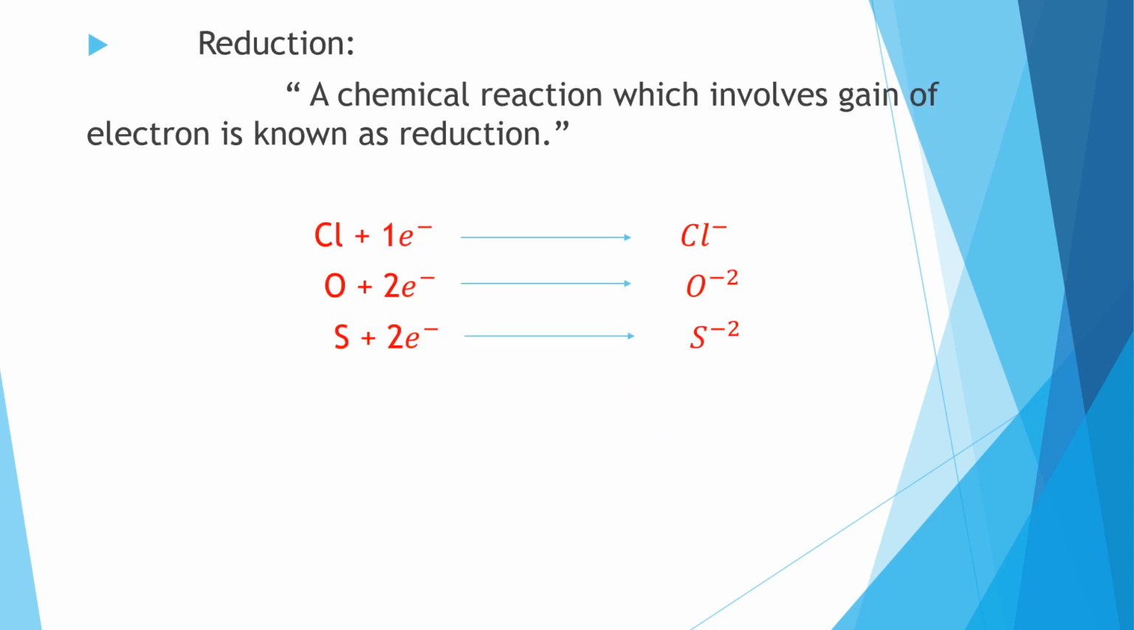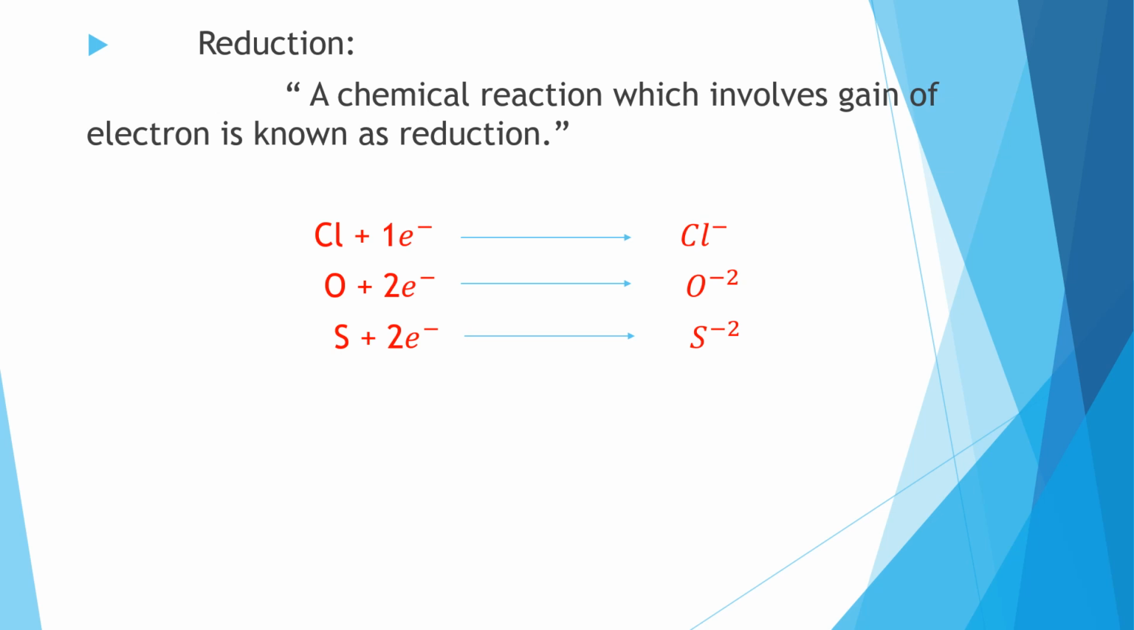The next process is reduction. A chemical process which involves gain of electrons is known as reduction. Elements of group 6 and 7 are reduced. Chlorine, which is present in group 7 of the periodic table, gains one electron and becomes Cl- ion. It is said to be reduced and the process of reduction takes place.